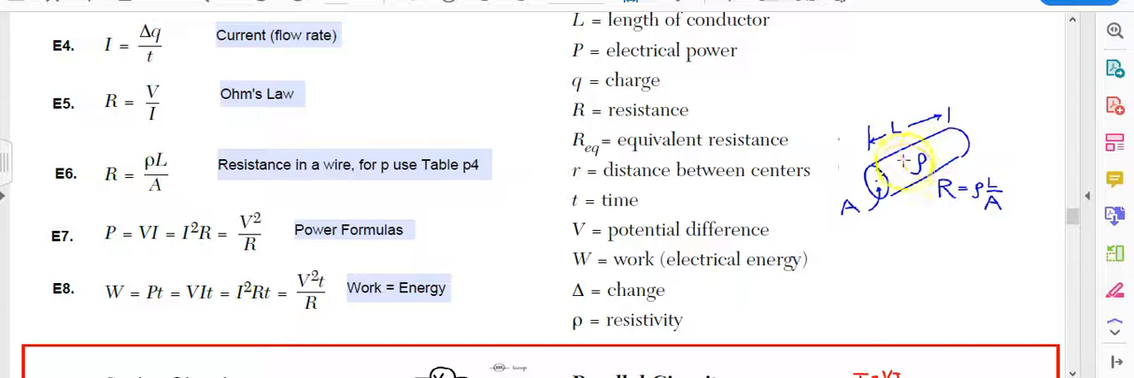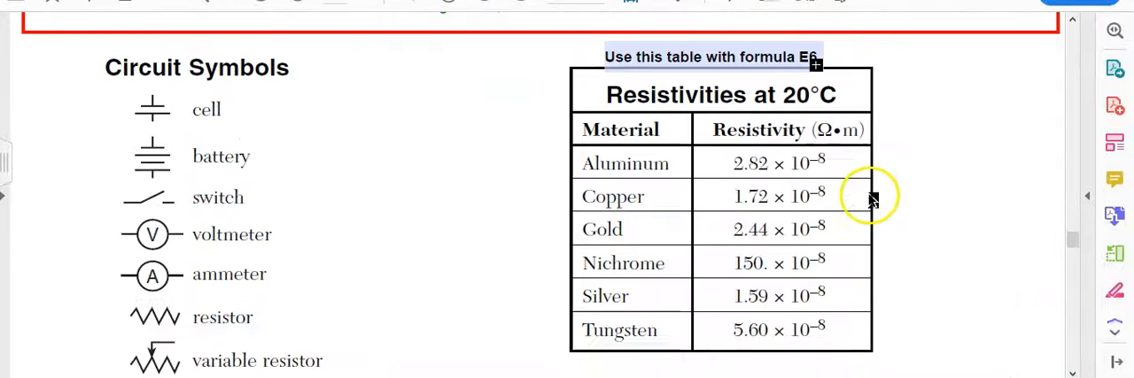And so the material that the wire is made of can be determined, with that material, aluminum, copper, gold, nichrome, silver, or tungsten, on the Regents reference table, you can determine the resistance of the wire. So let's take a look at the unit of resistivity. It's in ohm meters, so this Greek letter omega times a meter.